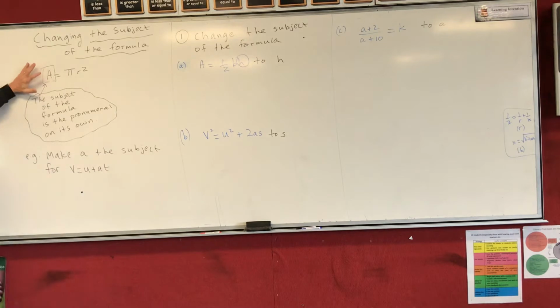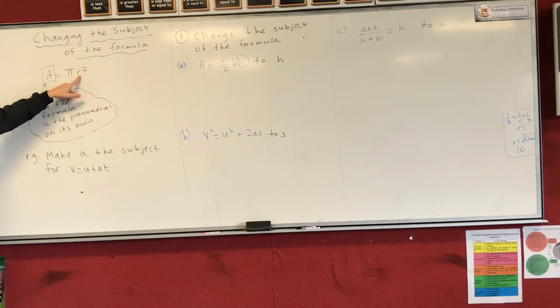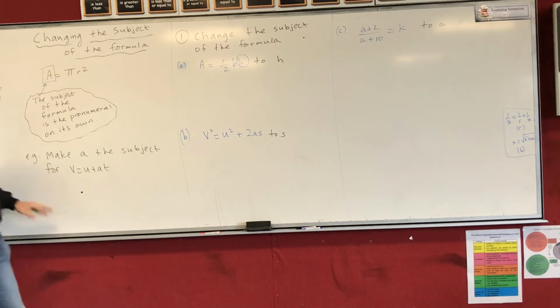So, here we've got the formula for the area of the circle. Now the pronumeral by itself is the capital A. This is called the subject of the formula. So what we're going to look at in this lesson is changing the subject of the formula to a different letter. So for example, in this question, we could change the subject to R. Alright? So let's have a look at a simple example.